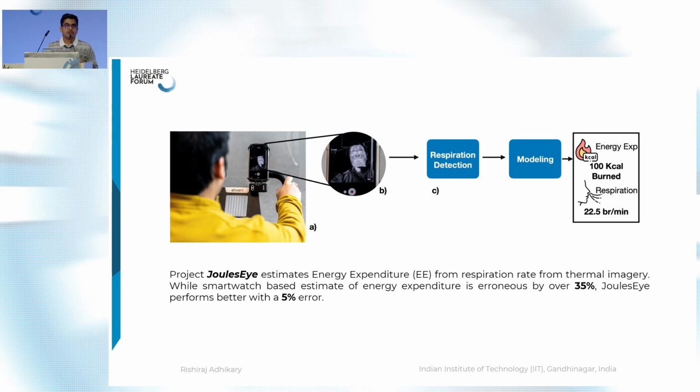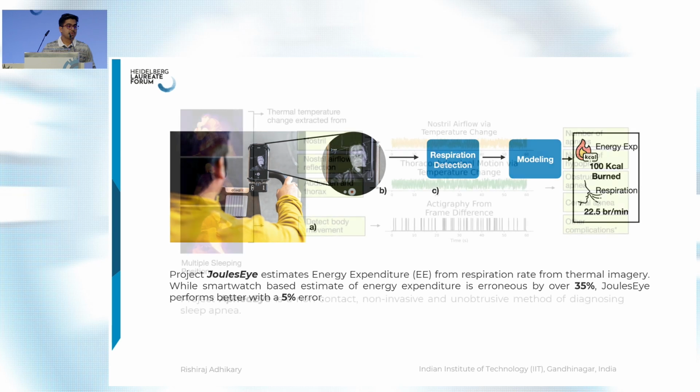So what the thermal camera does is sense your respiration rate and model that respiration rate to give you accurate energy expenditure or calorie burn. Our results show that we are just 5% off compared to a 37% error of smartwatches.